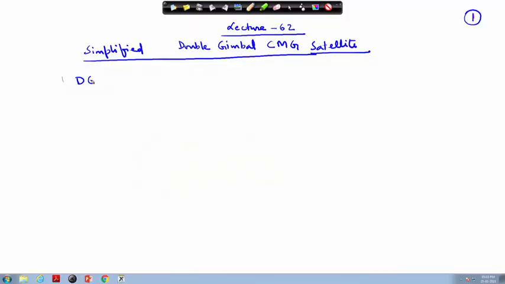If you are interested in going into all the detailed controls of the double gimbal variable speed control moment gyros, I have referred to a paper. You can read that paper. This paper is named Nonlinear control analysis.